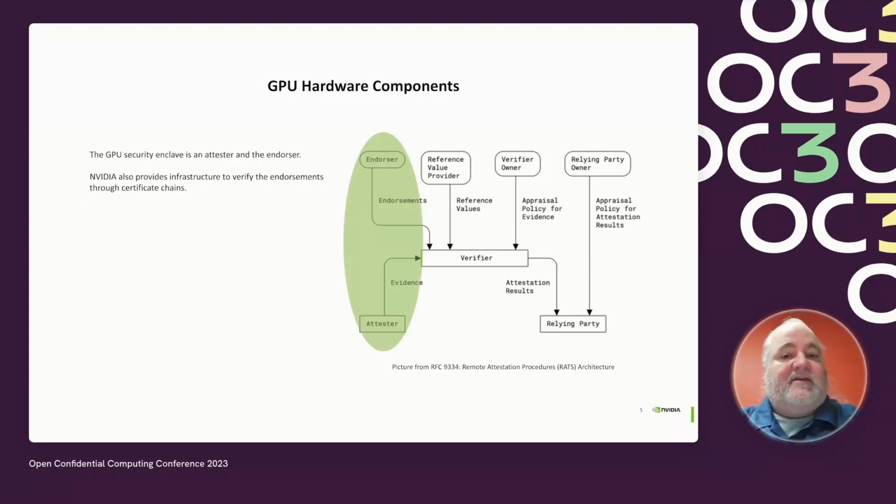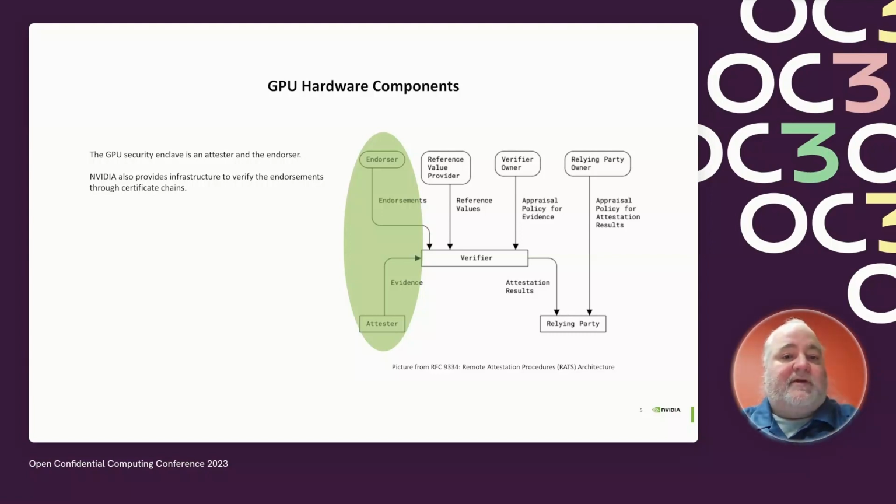So the first piece is that in this diagram, the parts that are shaded in green are parts that NVIDIA supplies, and parts that are shaded in gray will be parts that either the trusted virtual machine owner or the trusted workload owner provides, or it could be another third party that provides that.